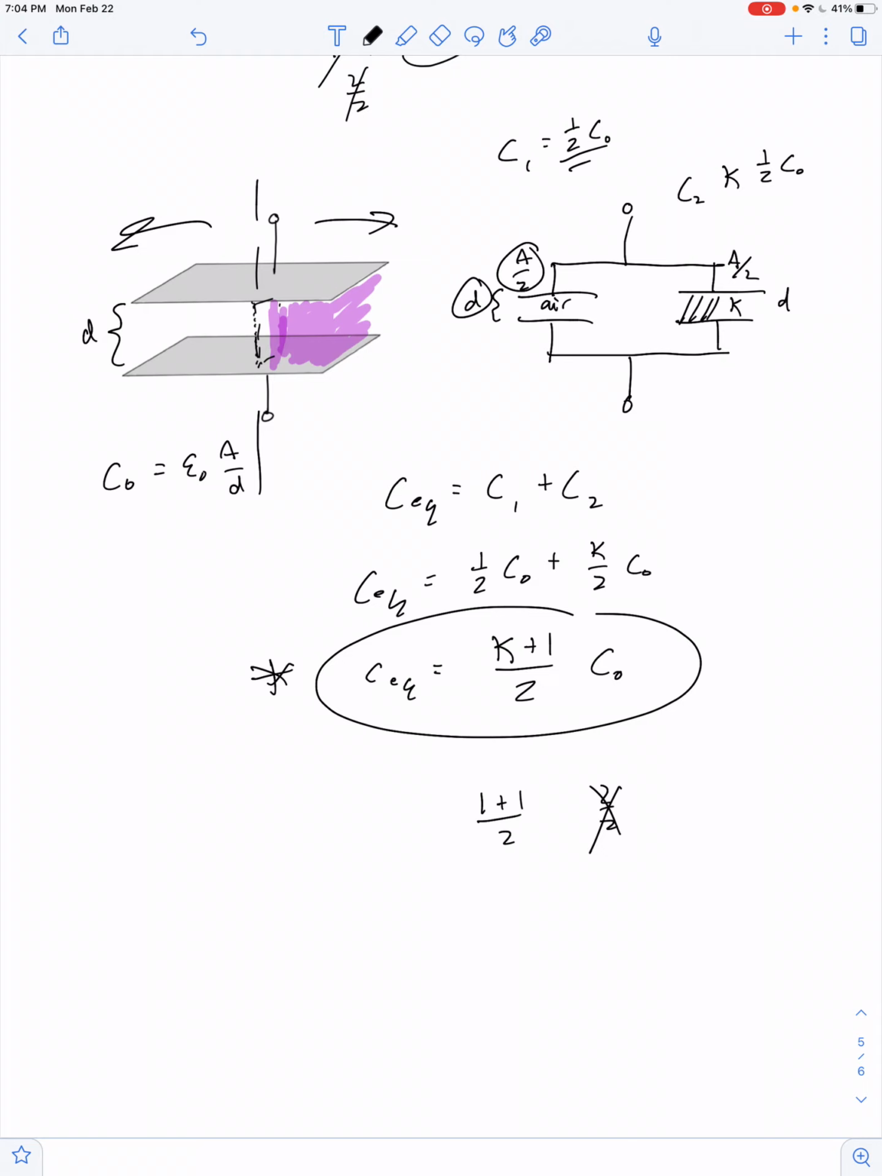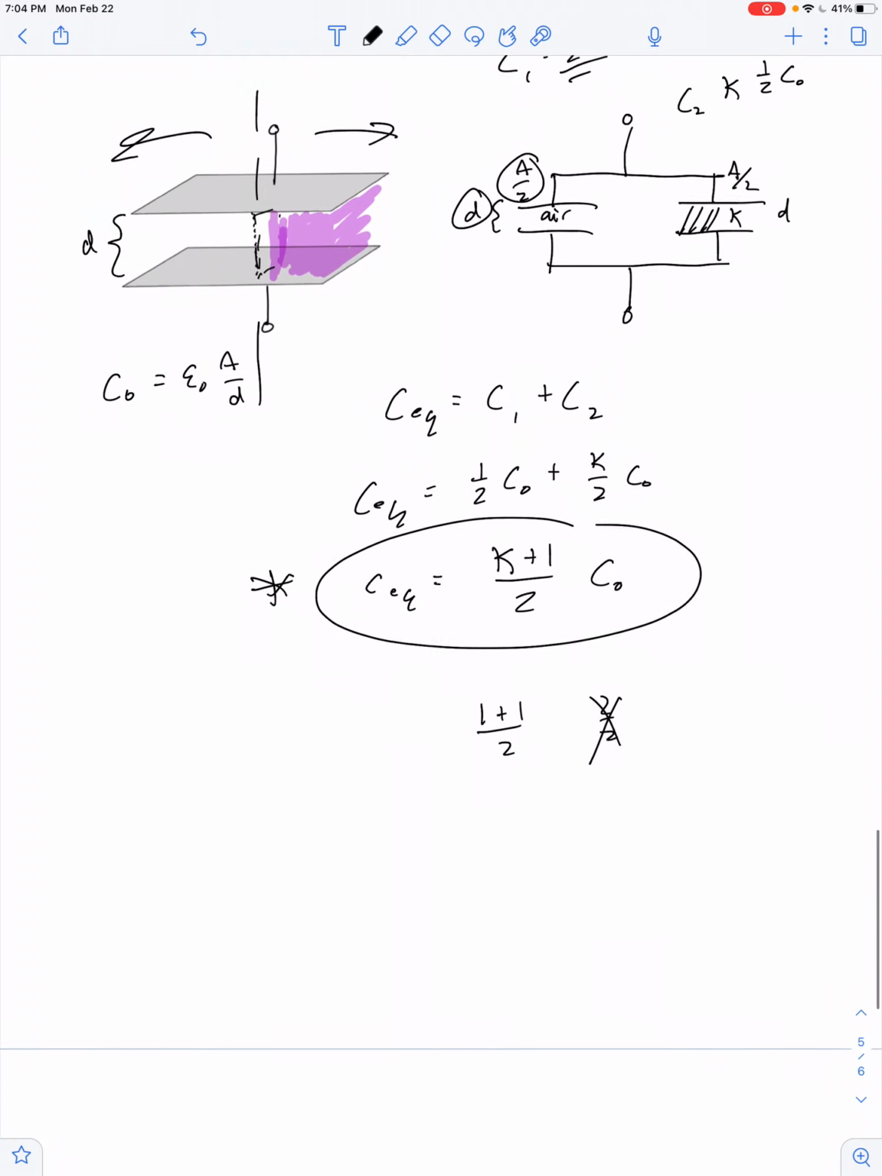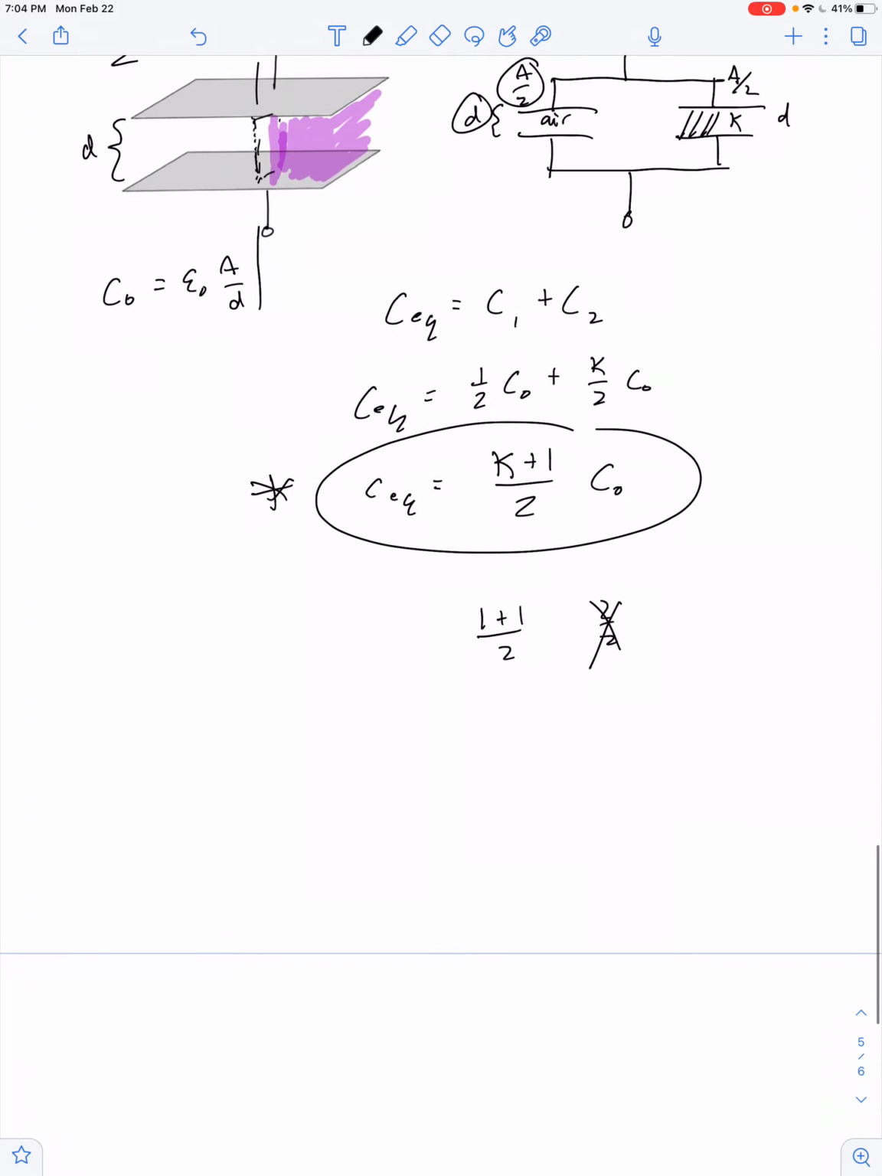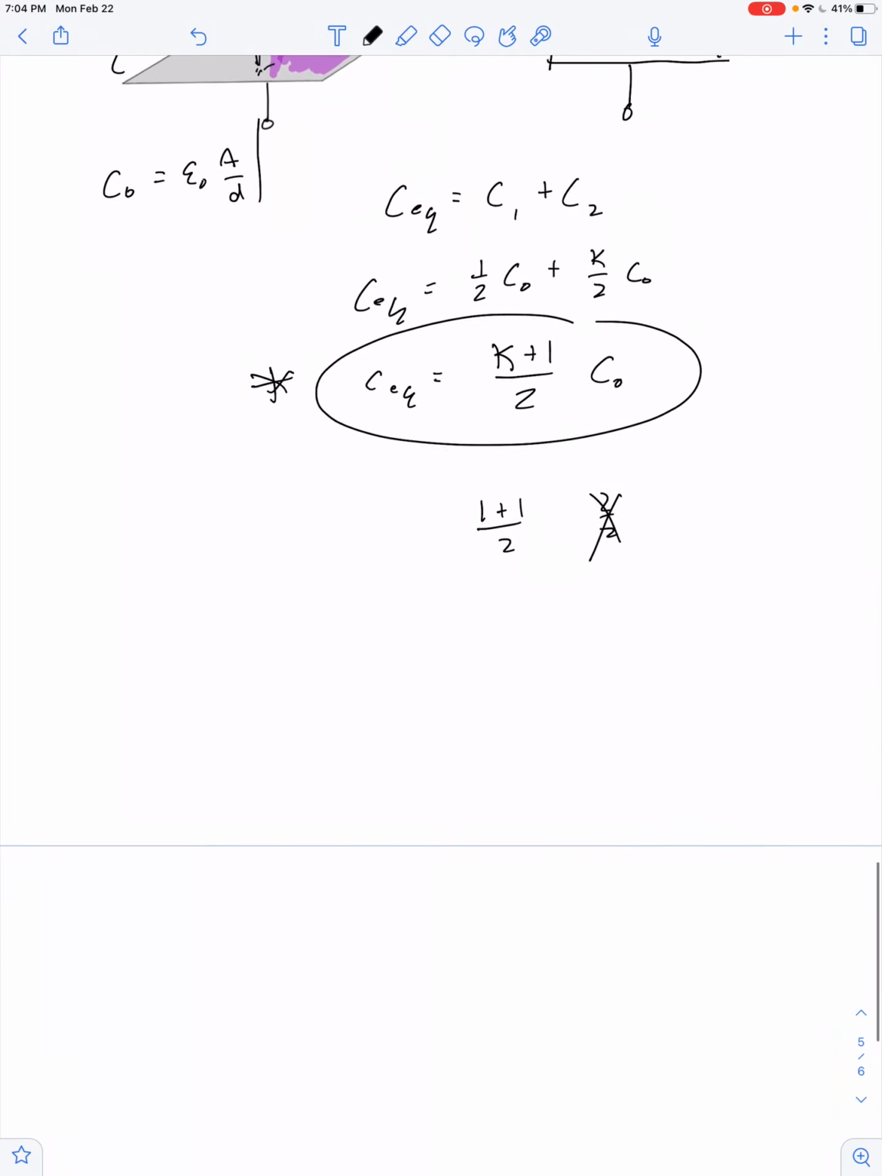Okay, so just some interesting material on how dielectrics can fill the space between the conducting surfaces of the capacitor. They don't have to fill it all the way. And in fact, I'll leave you with one last thing to consider. What if we had the spherical capacitor?